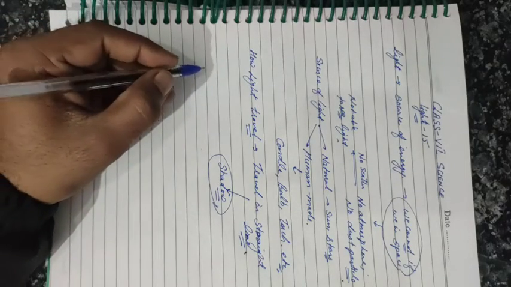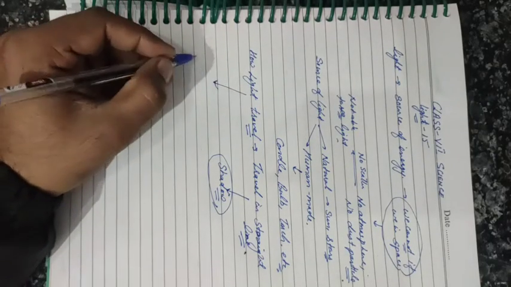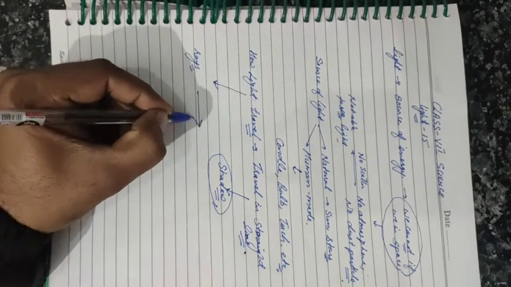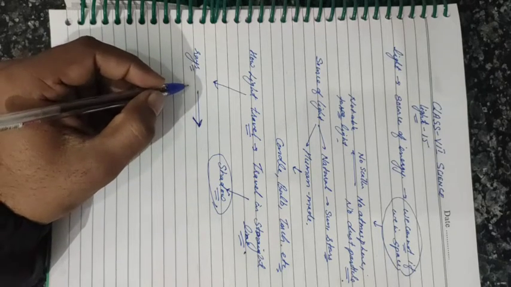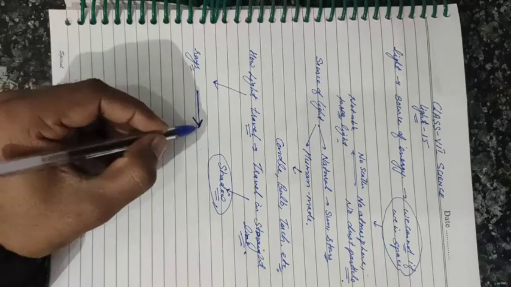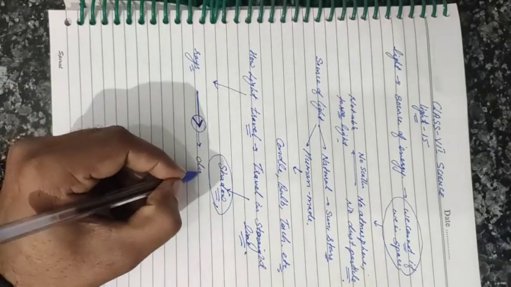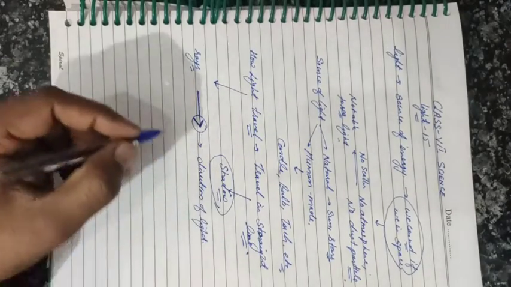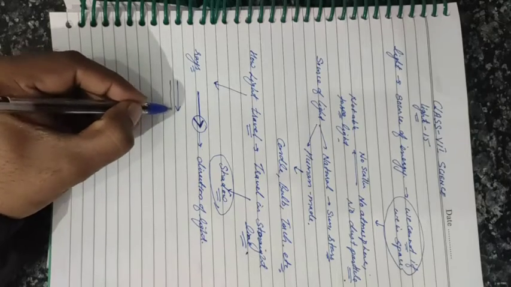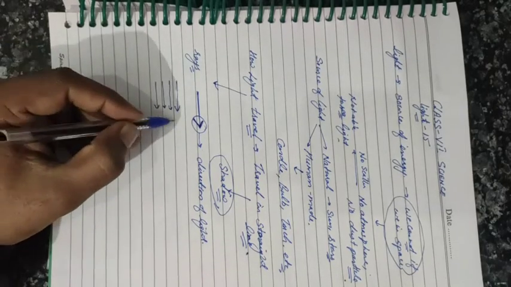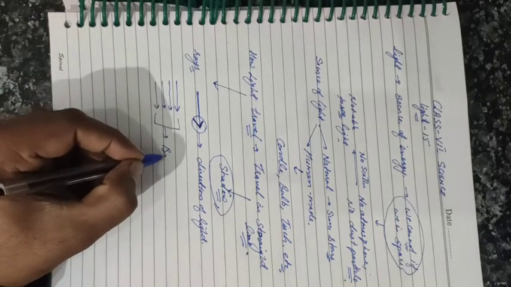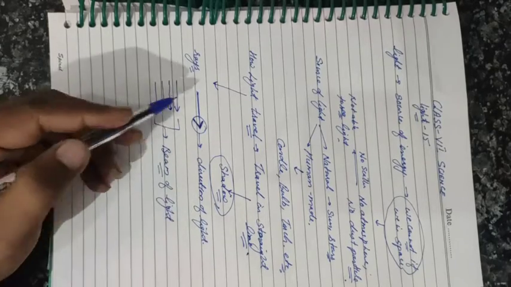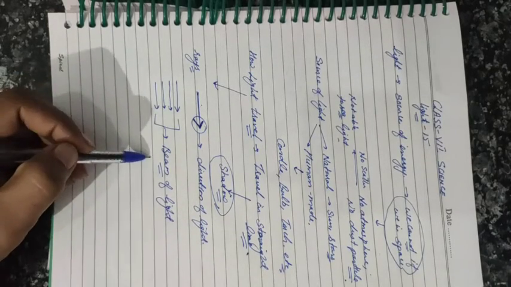Okay, so the light consists of rays. So like this we can represent one ray. And this arrow shows the direction of light, and when many rays combine together, they are known as a beam of light. A ray of light and a beam of light.